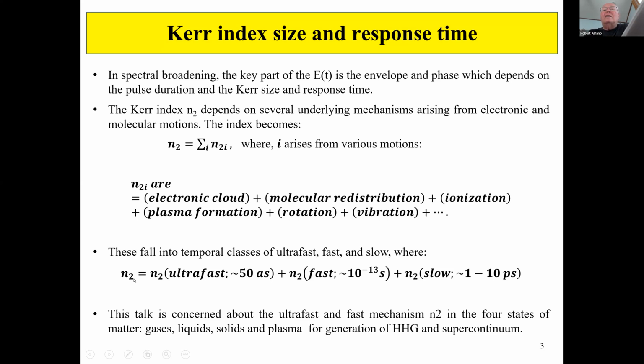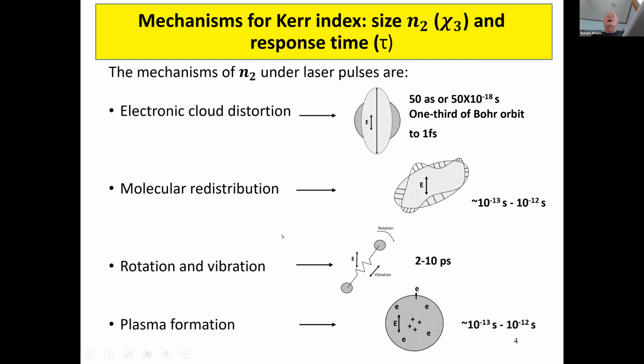So as I was saying, for N2 the ultrafast part is 50 attoseconds. The fast is 100 femtoseconds, and the slow is 1 picosecond. So this talk will be concerned with the ultrafast mechanism of N2 in the 4 states of matter, which are gases, liquids, solids, and plasma, and the generation of HHG. So we will show that the fast mechanisms will do that.